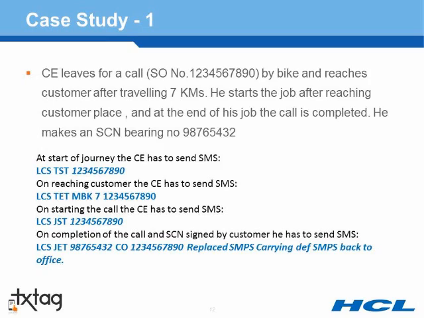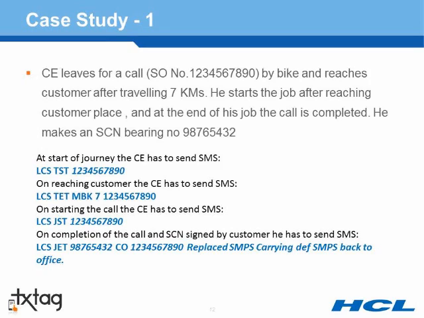He travels 7 kilometers, reaches the customer place, and once he has parked his vehicle in the customer's parking area and is reaching the security gate of this customer, he sends one more SMS: LCS space travel end time TET. He traveled by motorbike, so MBK, and then he traveled 7 kilometers, so it is number 7, and then the SO number 1234567890. See, he makes one more SMS and sends it to the same number.